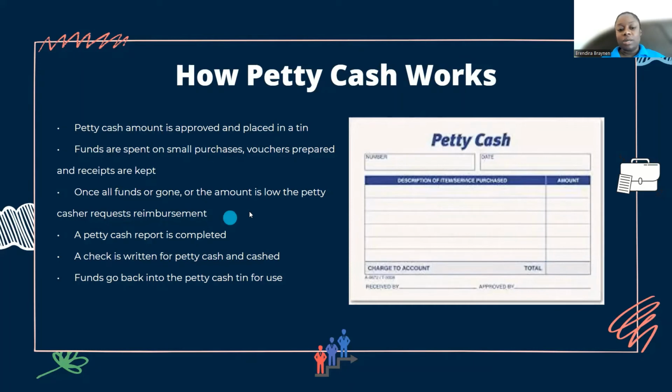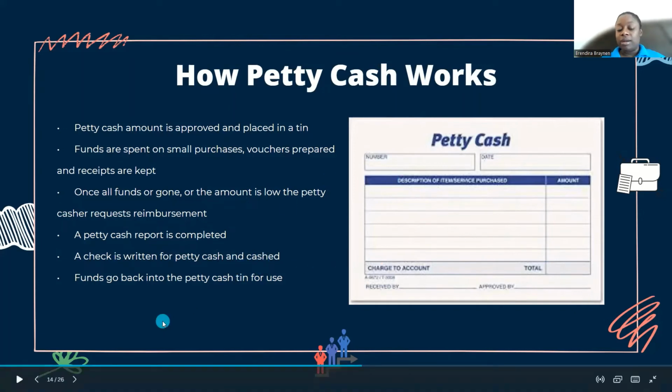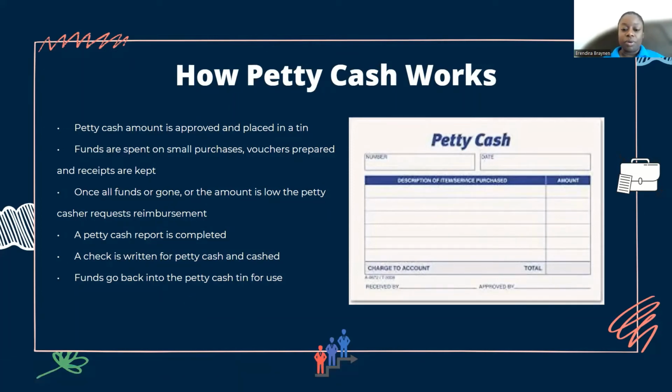And so once all the funds are gone or the money is very low, the petty cashier requests a reimbursement. A petty cash form or report is completed, and then a check is written for the petty cash and cashed, and the cash goes back into the tin to be used again and again and again. And the process happens over and over and over.